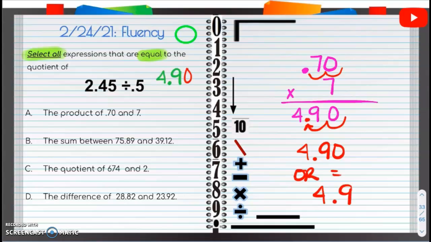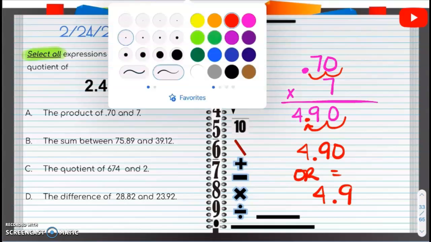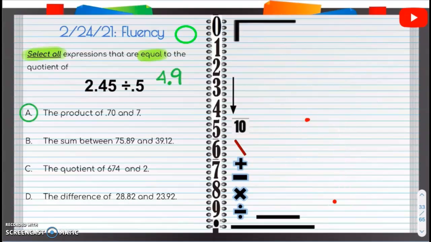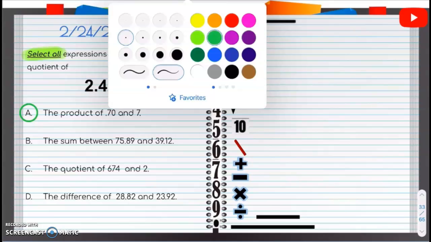Remember, you can always put zeros at the end here. So that will be one of our options. So that will be an answer. So I am going to circle A. Let's take a look and see if any of the other ones are options. All right, let's take a look.